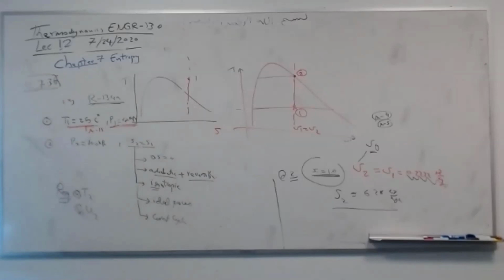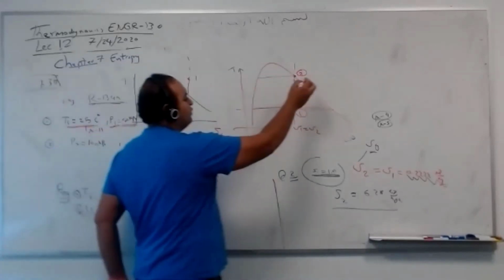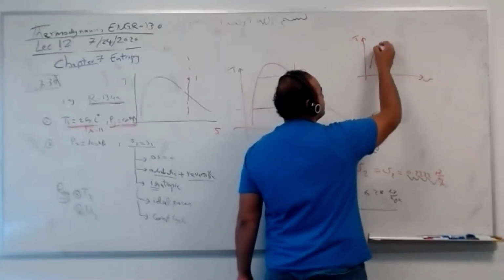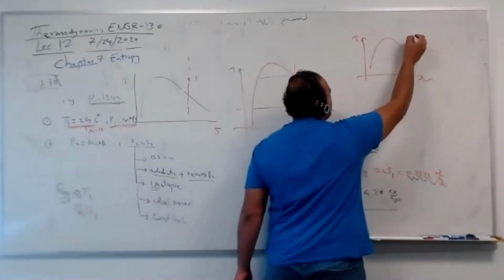T and entropy, it's up to you. As long as the question doesn't ask for a specific one, do whatever you want to do. Some of you said, no, I would like a TV diagram, I don't like the TS diagram. I said, this is a constant entropy line.